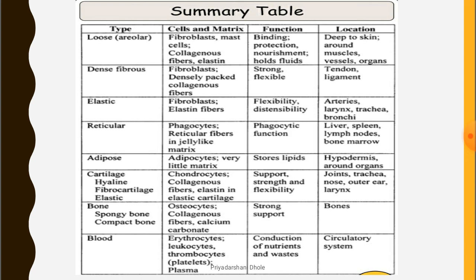Next one is the bone. It is of two types: spongy bone and compact bone. They are made up of osteocytes, collagen fibers, and calcium carbonate. What is the function? It gives strong support, and the location is the bones. And last is the blood. It is made up of erythrocytes, leukocytes, thrombocytes, platelets, and the plasma. What is the function? Conduction of nutrients and waste. And what is the location? Circulatory system.